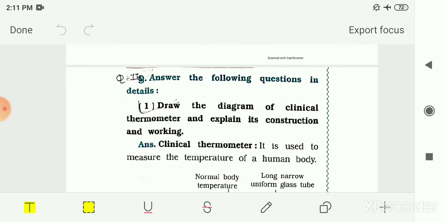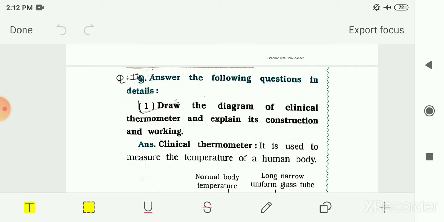Then we had seen the laboratory thermometer. The thermometer which is used in a laboratory is known as a laboratory thermometer. And the range of this kind of thermometer is usually from minus 10 degrees Celsius to 110 degrees Celsius. Then we had seen the maximum and minimum thermometer. The thermometer which is used to measure the maximum and minimum temperature of the day is known as the maximum minimum thermometer.